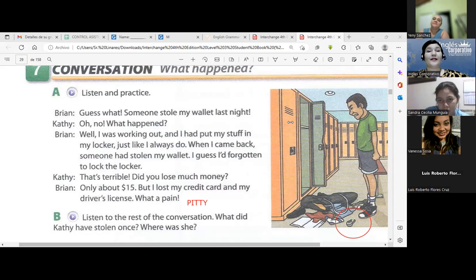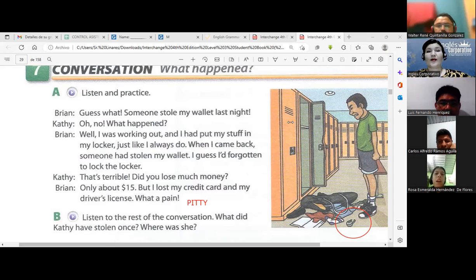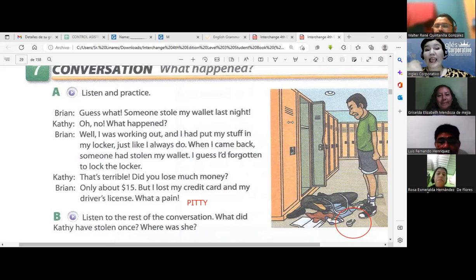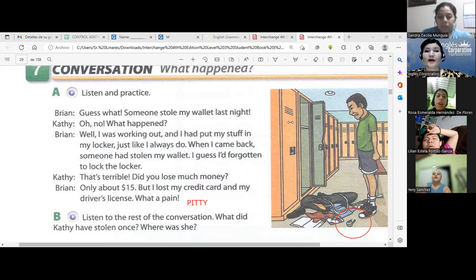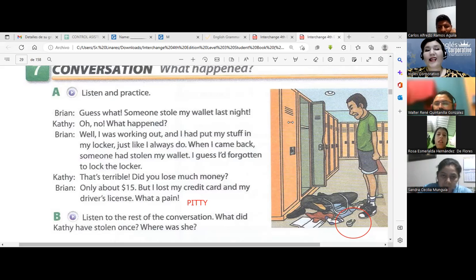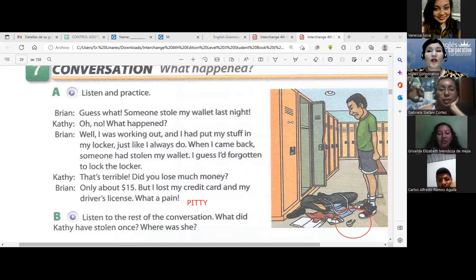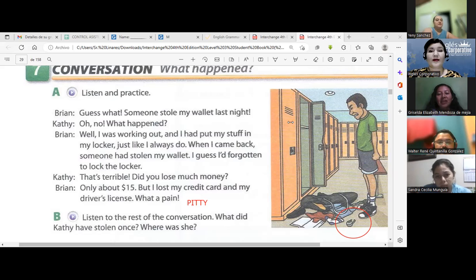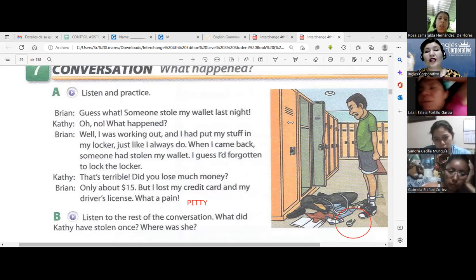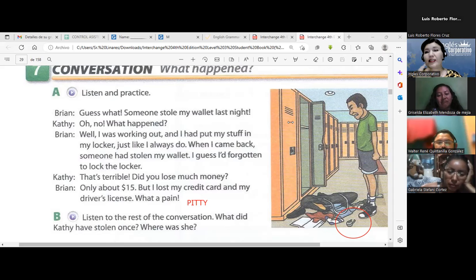I was working out and I had put my stuff in my locker just like I always do. When I came back, someone had stolen my wallet. I guess I had forgotten to lock the locker. That's terrible. Did you lose much money? Only about $15. But I lost my credit card and my driver's license. What a pain.